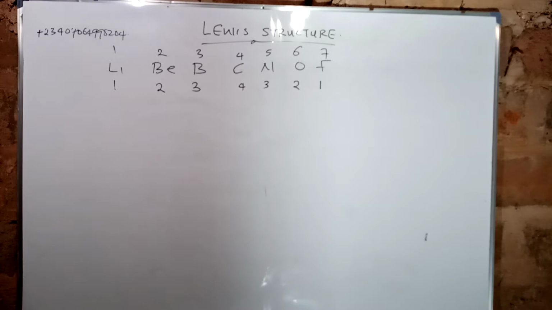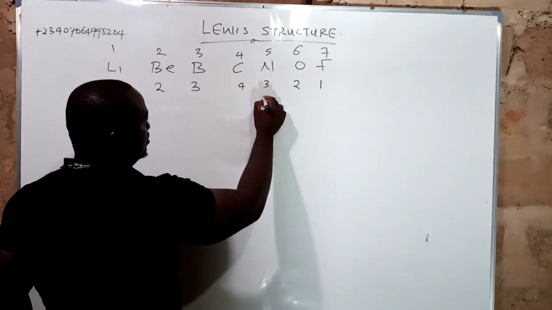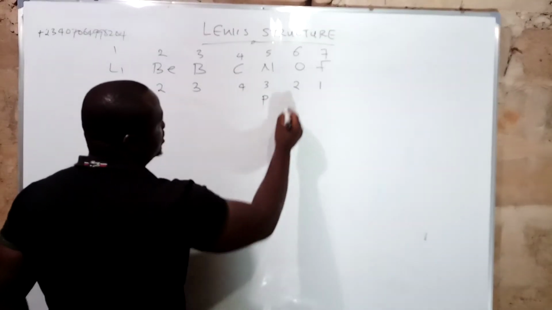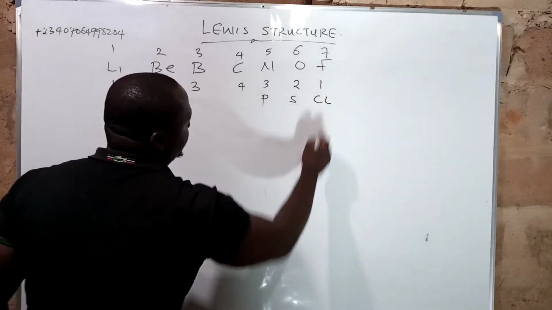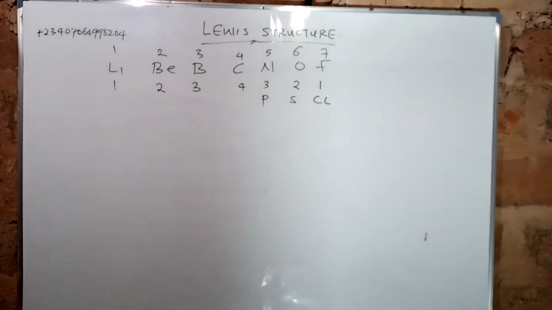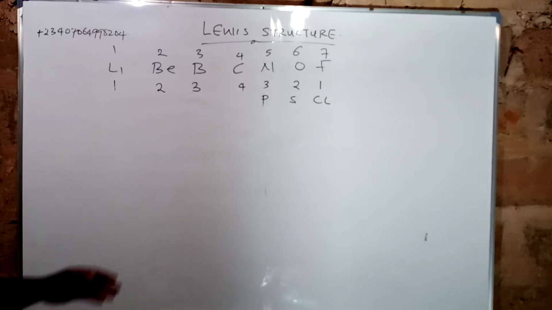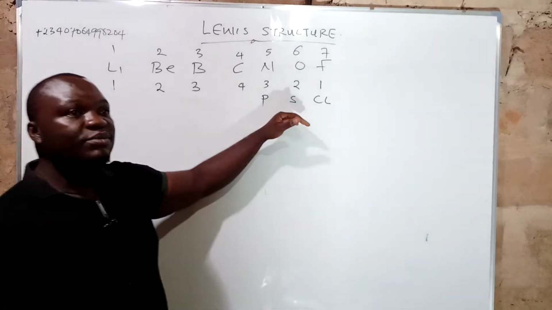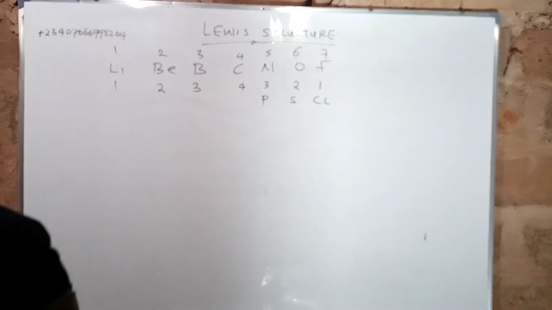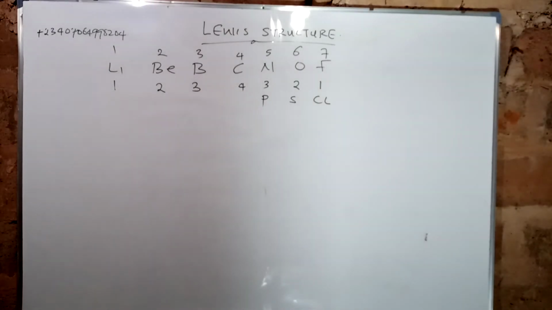Now, from group 3 of the periodic table, remember, from here I have phosphorus, sulfur, and I have chlorine here, right? Good. Now, I want you to know something. These ones here, we call them the expanded octets. They have an expanded octet structure. Why? Let me show you why.